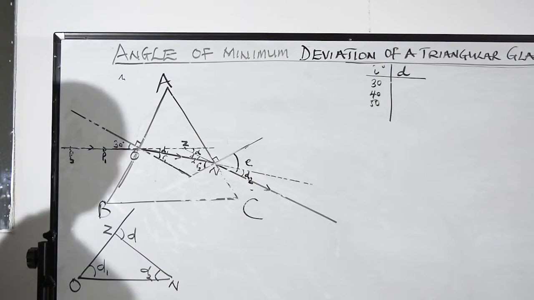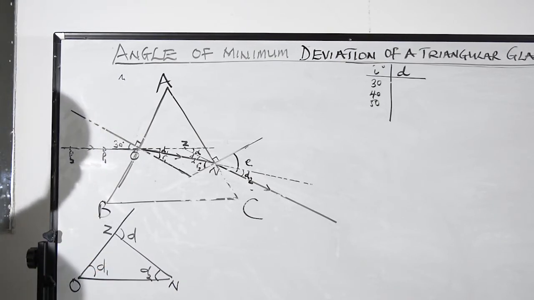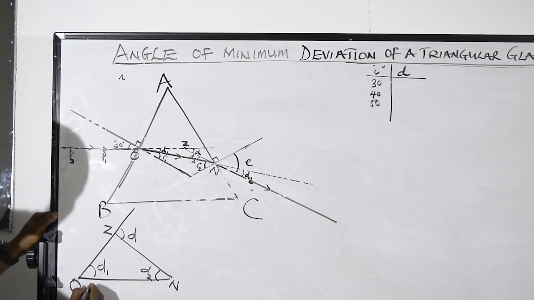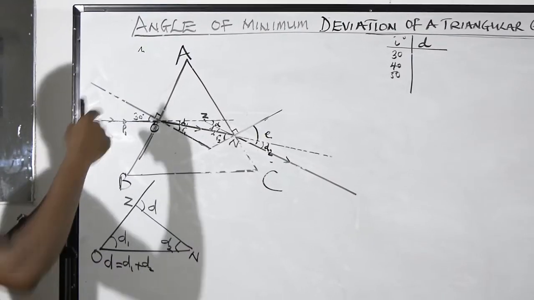But if you know this geometry, you must have discovered that the sum of opposite interior angles of a triangle must give us the exterior angle. So D is equal to D1 plus D2. So let me come back to the principles here.